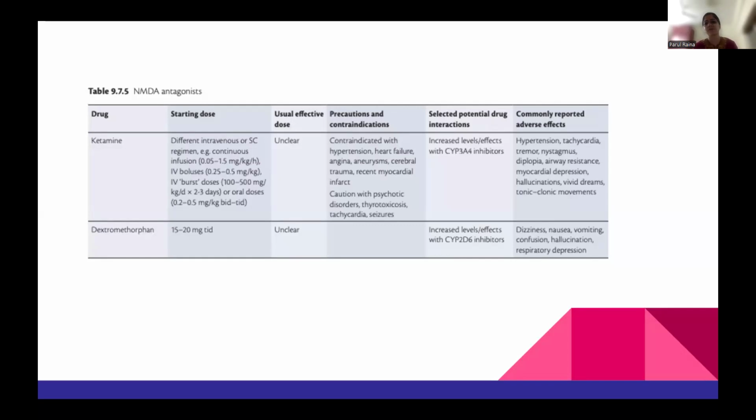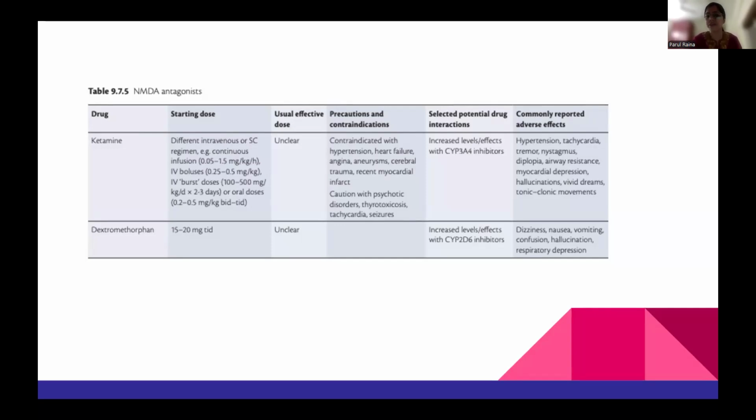We have to remember this is not given at home. Patients are usually hospitalized for that. It has various IV and subcutaneous regimens, and there are IV burst doses. There are continuous infusion doses in the range of 0.05 to 1.5 mg per kg per hour. Boluses can be used at 0.25 to 0.5 mg per kg, whereas the burst dose is given as 100 to 500 mg per kg per day in 2 to 3 doses. It can also be used, though very uncommonly in India, in oral dose formulation.